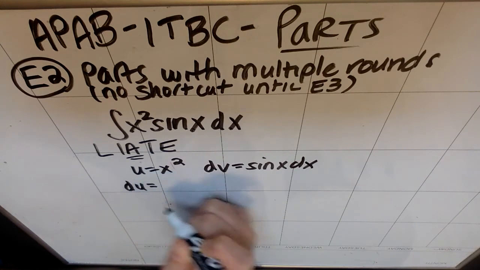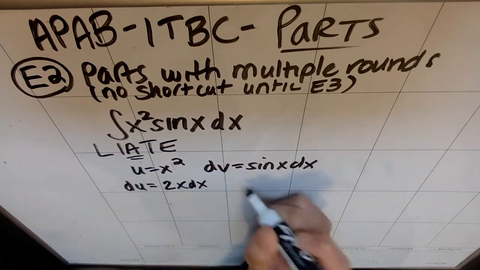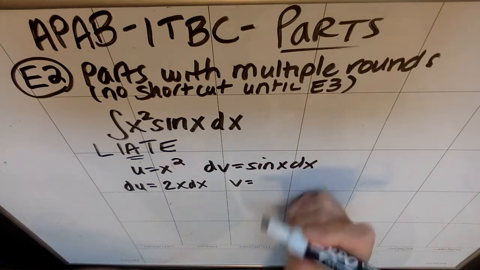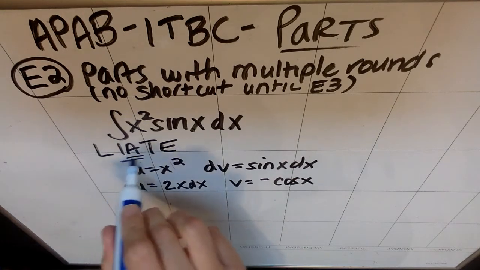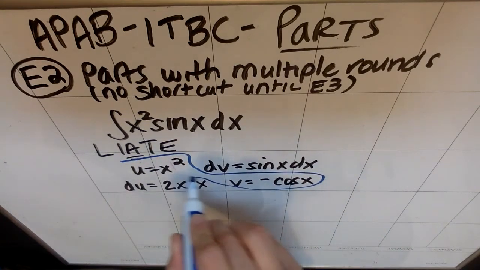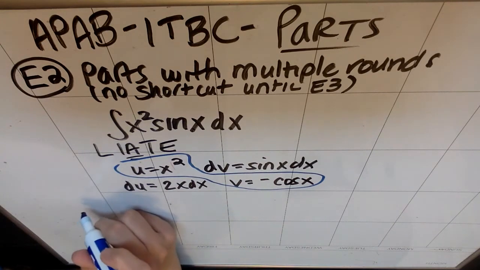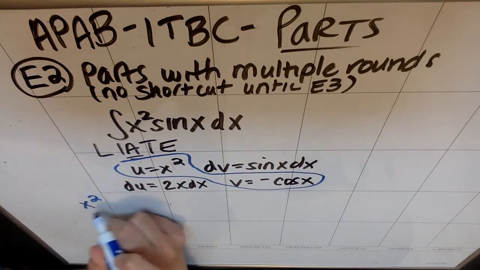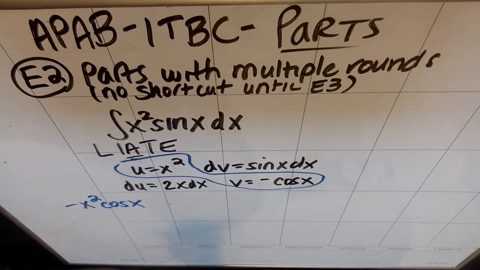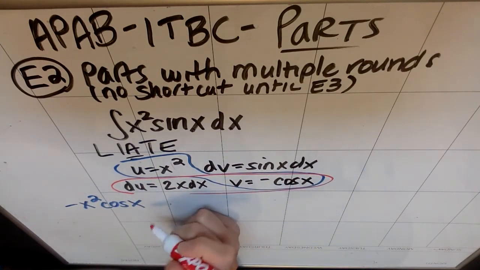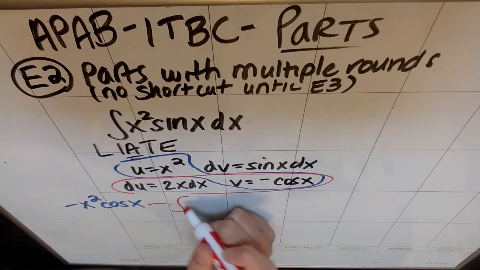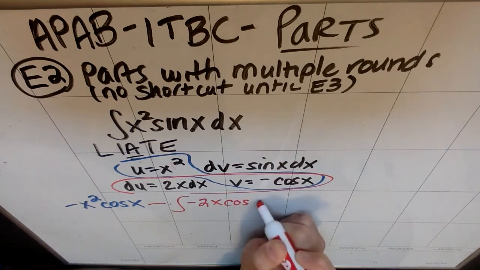That means that my du is going to be 2x dx, right? And my v, when I integrate sine, I get negative cosine of x. Again, we're ignoring the plus c because we're going to deal with all the c's when we've integrated all of these at the end. So I'm going to get uv, right? So that's going to be that this thing is equal to x squared times negative cosine x. So I'm going to go ahead and put the negative at the front, right? Minus v du. So it's going to be minus the integral of negative 2x cosine of x dx.